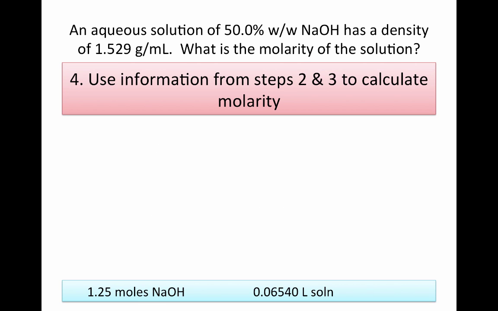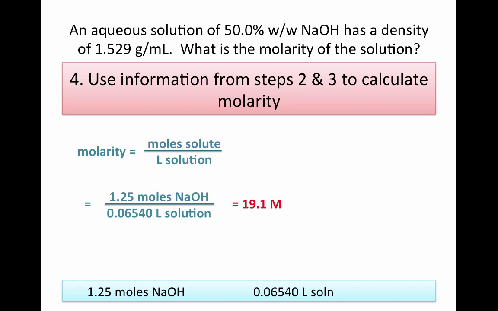Okay, now we get to our last step. We're going to take the things that we calculated, and we're going to use them to calculate the molarity. Again, the definition of molarity is the number of moles of solute divided by the number of liters of solution. So we take our numbers, we plug them into that equation, and we come up with 19.1 molar solution of NaOH. Now, if you look at that, you see we abbreviate molarity with capital M. Make sure it is capital, because as you will see, we use small m for something else.